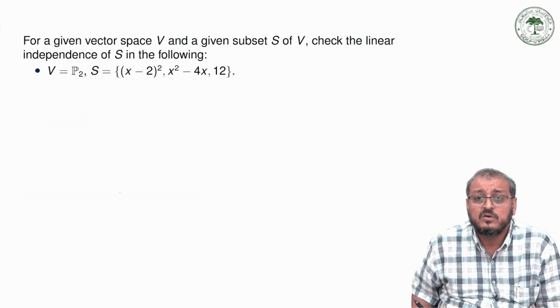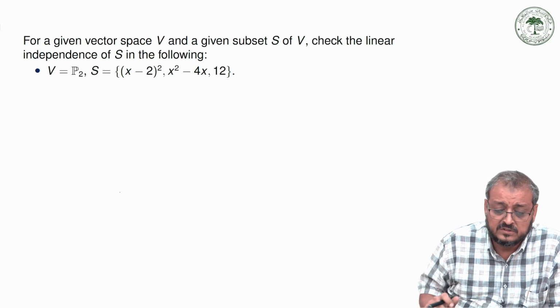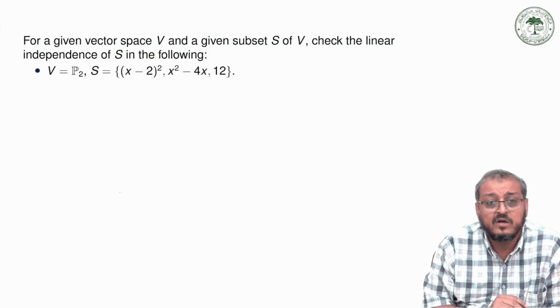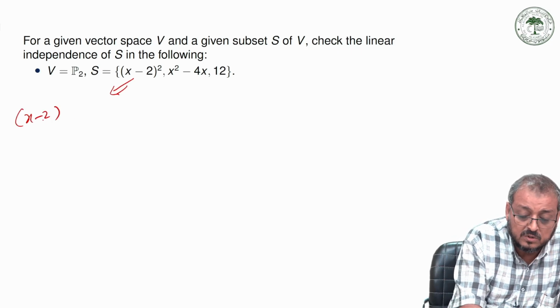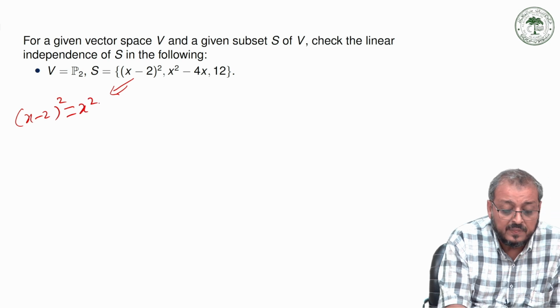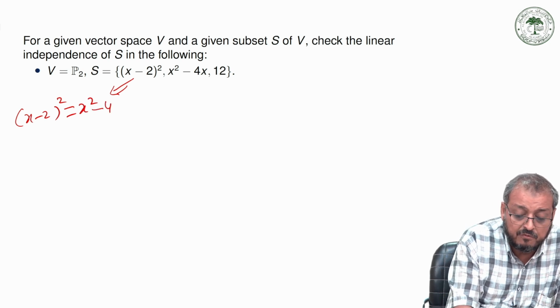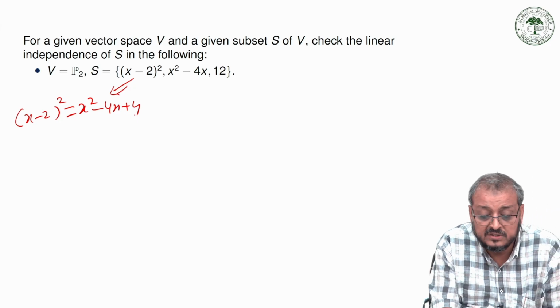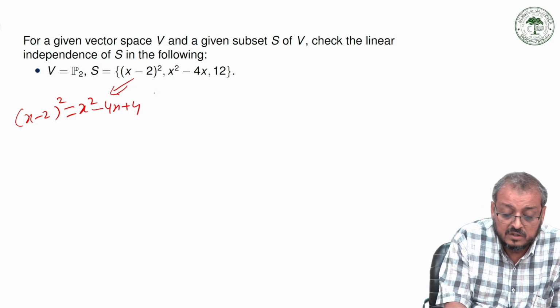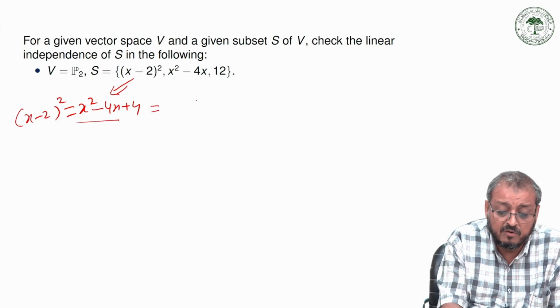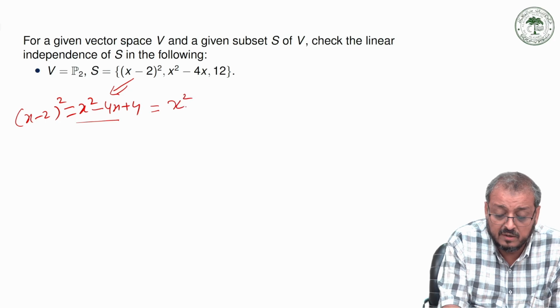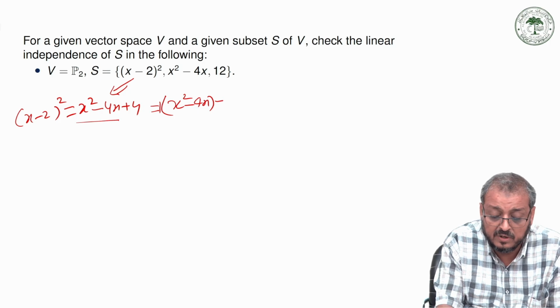Okay, now we have one more example. We have to check whether the set is linearly independent or dependent. So now take this. We first open x minus 2 whole square. This is x square minus 4x plus 4, and then you see this, you can just say x square minus 4x. So this vector can be written in the form: 1 times x square minus 4x, and then plus 1 by 3 times of 12.